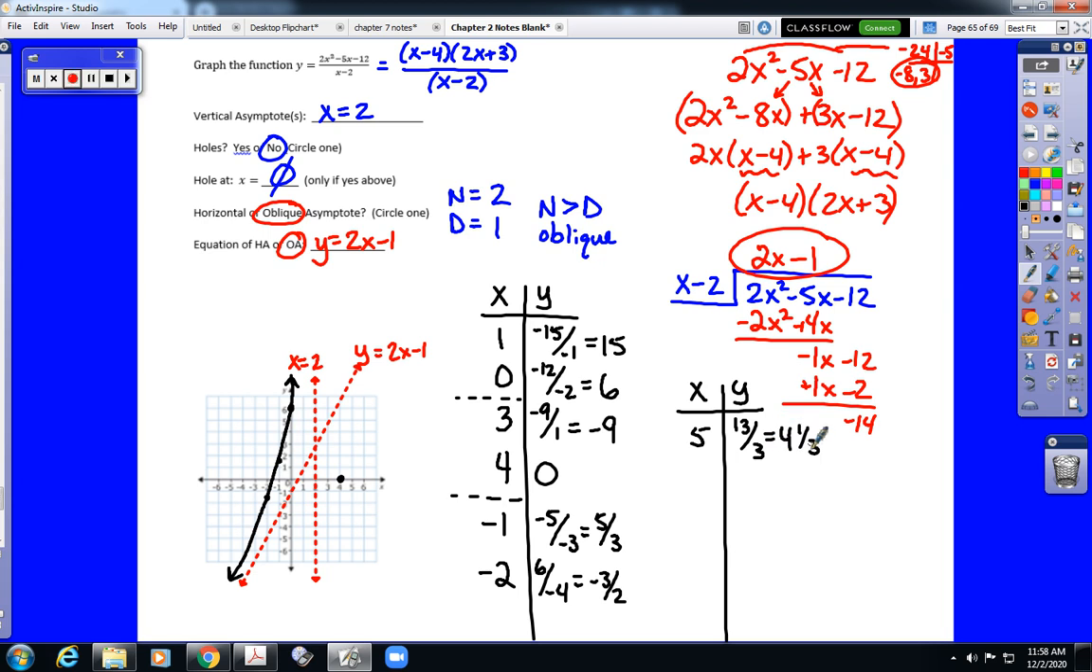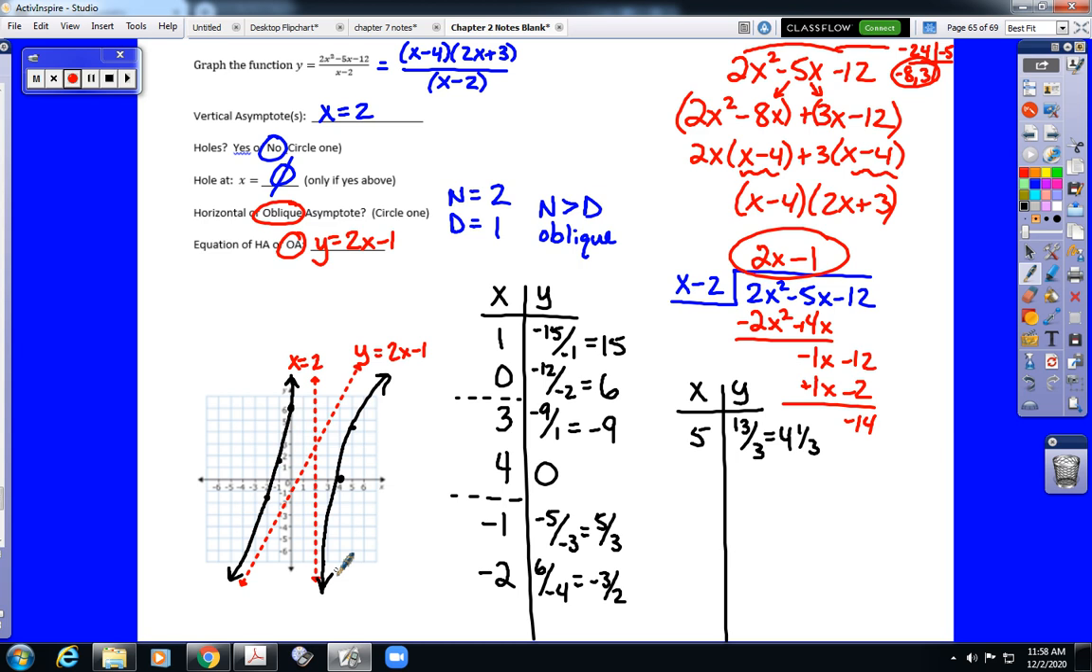So when we're plotting that, 5, 4 1/3, 2, 3, 4, and just above that. So again, we know it's going to come in along that vertical asymptote. It's going to pass through these points, and it's going to exit along the oblique asymptote. That's what that graph is going to look like.